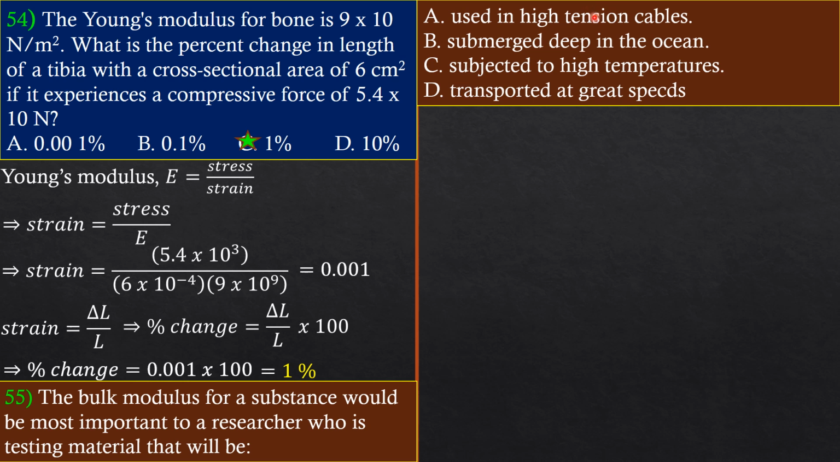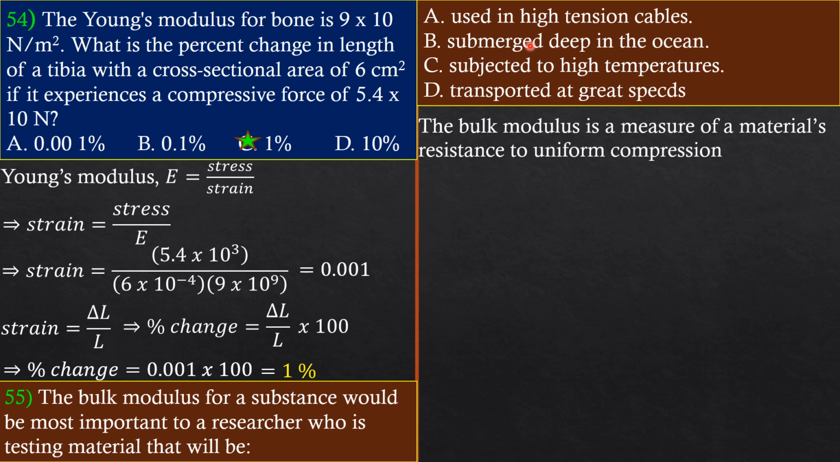B is submerged deep in the ocean. Perfect, guys. Perfect. This has to be the best option. Option C is not subjected to high temperatures. No. D, transported at great speeds. No, guys. Option B has to be the best option for this question.